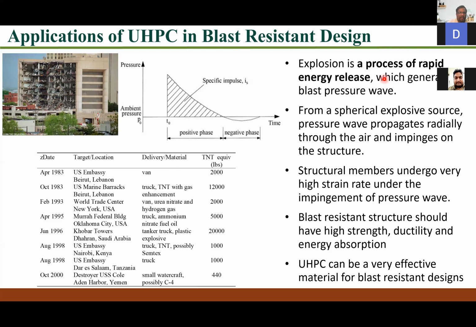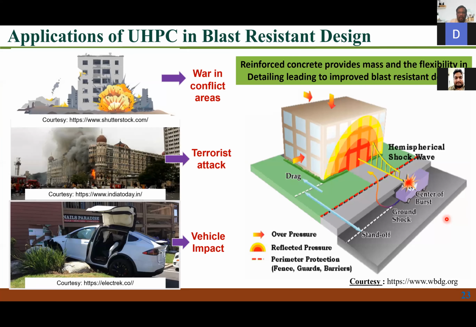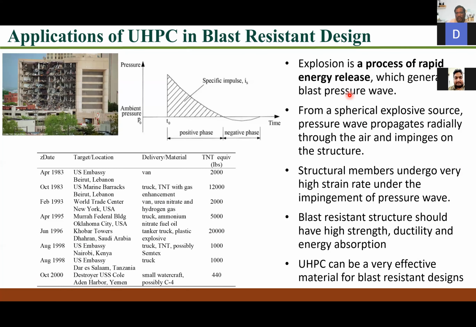And this pressure wave travels, like what we've seen here, and creates this hemispheric shape. Basically the pressure wave will propagate radially through air, and then it will impinge on the structure. And when these pressure waves are impinging on the structure, the structural members undergo very high strain rate under the impingement of the pressure wave.